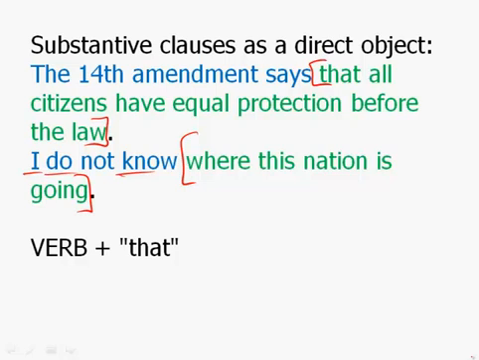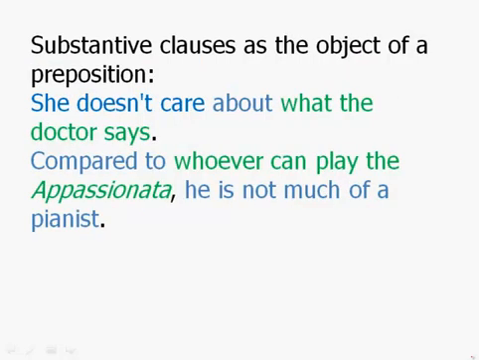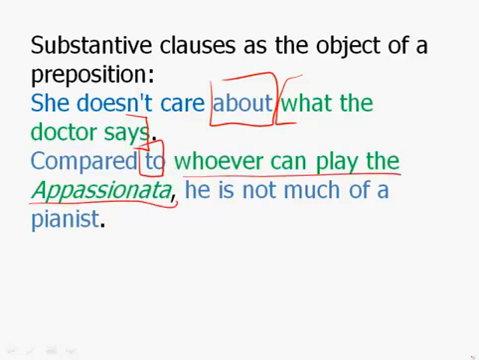So in general, when we have the idiomatic structure of a verb plus a that clause, and this is common to many different verbs, anytime this happens, what we have is a substantive clause acting as the direct object of the verb. Finally, another noun role, of course, is object of a preposition. A substantive clause can be the object of a preposition. So she doesn't care about what the doctor says. So what we have here is a preposition about, and then the object of the preposition is this entire clause. Again, we have a preposition, the preposition to, and the object of the preposition is this entire clause.